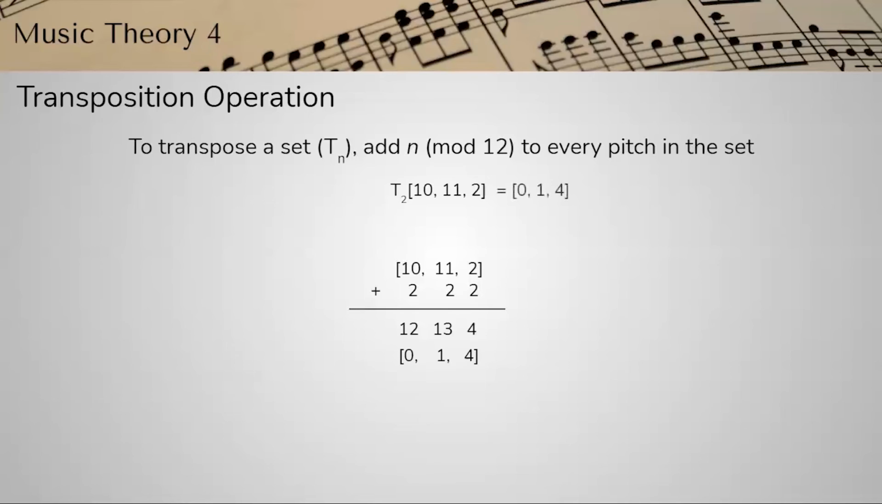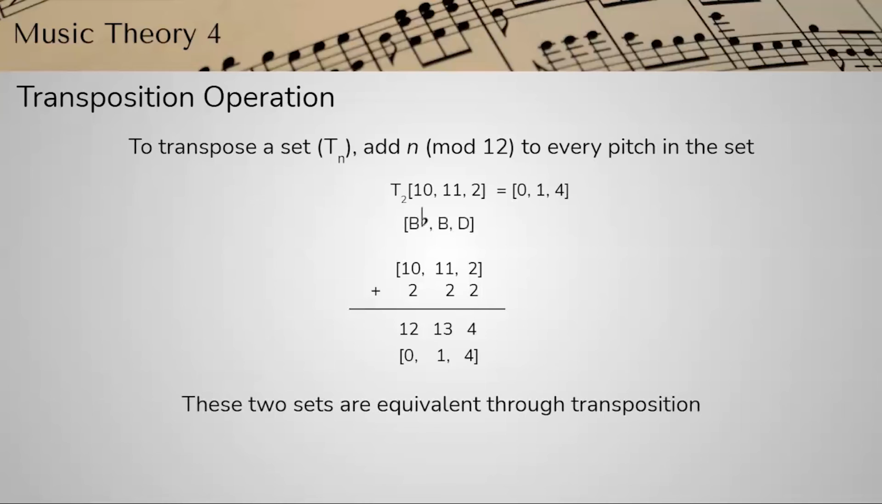So when we finish our transposition, we'll write T2, transposition 2, of 10, 11, 2 is equal to 0, 1, 4. And if we made this musical, which is what this should be, this is basically like saying, okay, B flat, B, D is what we start with, and we're going to transpose all those notes up a whole step. So we get C, C sharp, E. And you'll see that B flat up a whole step is C, B up a whole step is C sharp, D up a whole step is E, and we just use numbers to get there instead of knowing our half steps and whole steps.